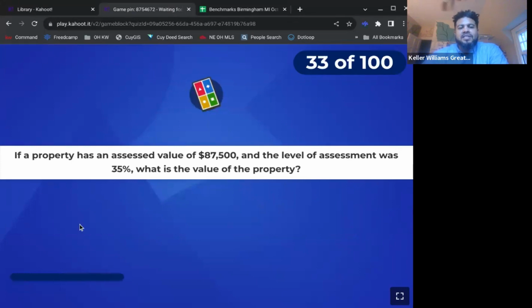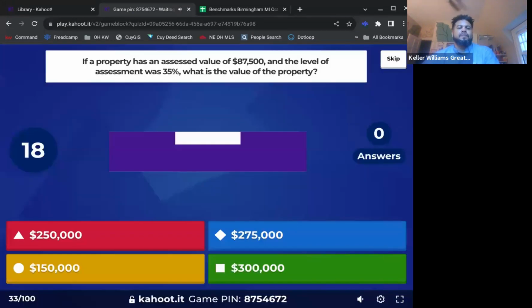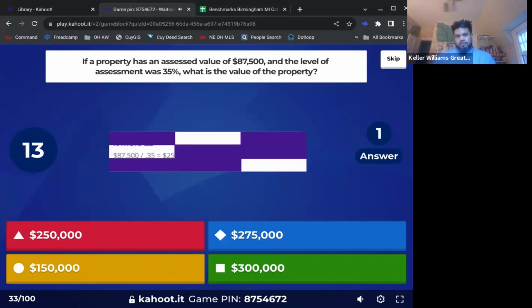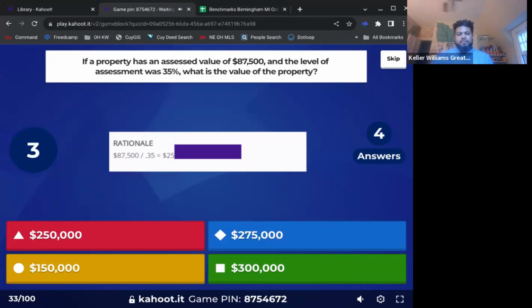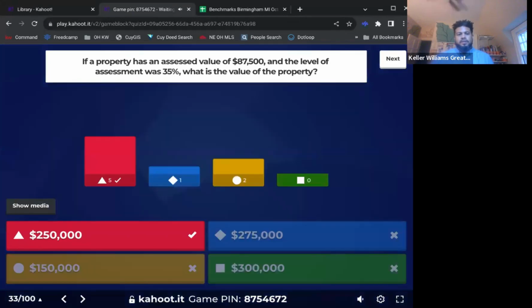If a property has an assessed value of $87,500 and the level of assessment was 35%, what is the value of the property? You're going to divide in this one. $250,000. So it's 87,500 divided by 35%. And that's how you get the number.